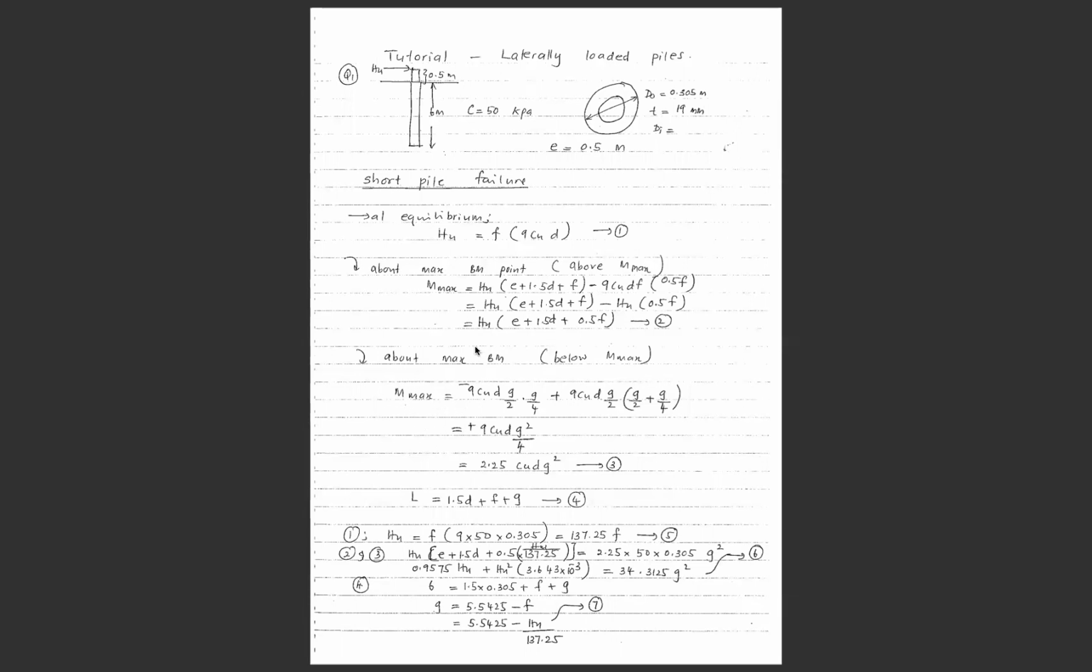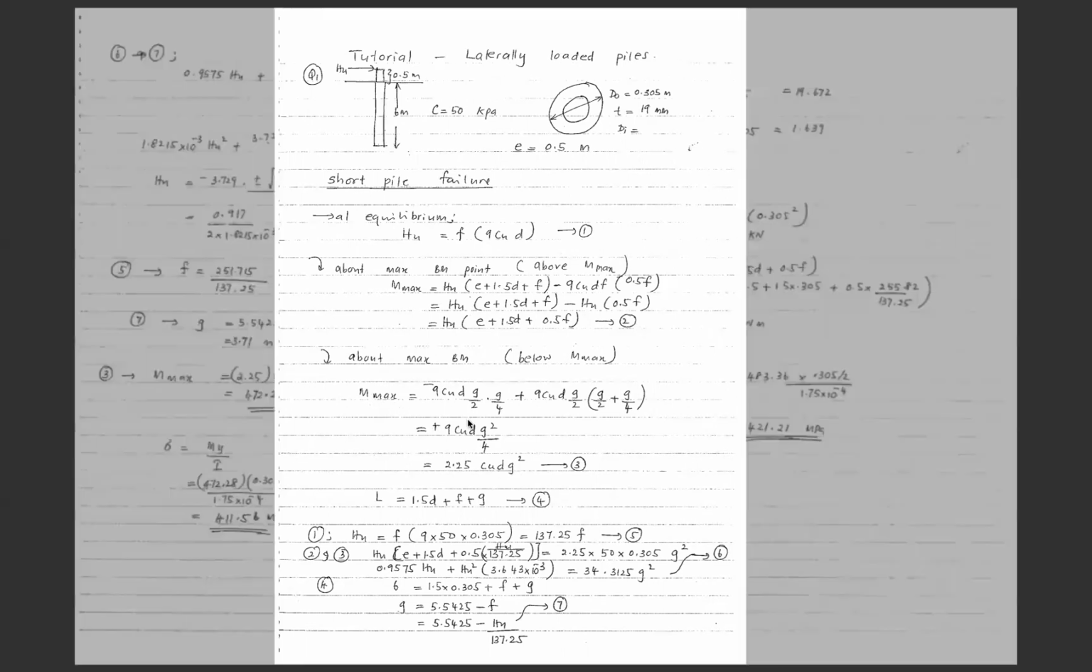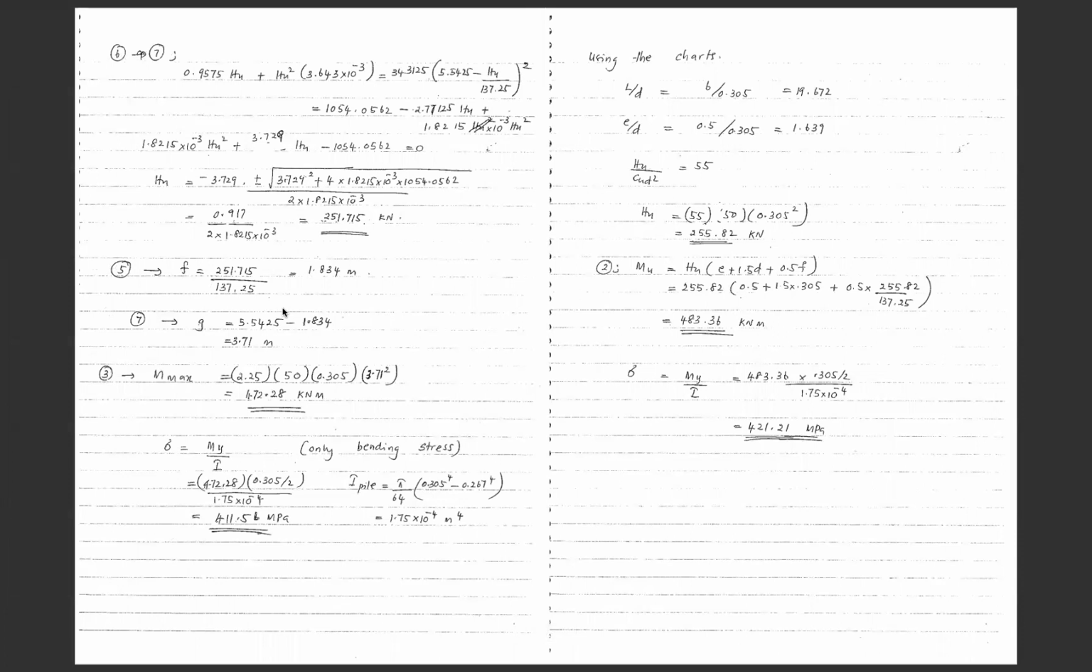Because for M maximum in the problem, you can use either of these equations. You already know the value of H ultimate, the value of E, the value of D, and the value of F. You can use these equations to find the value of M maximum, or use this equation, knowing the value of F, D, and E, and the value of G as well, D and C. So we use the latter equation, which is equation number 3 here, and we find the value of M maximum in the problem is equivalent to 2.25 multiplied by 50, the Cu value, multiplied by the diameter of the pile, which is 0.305, multiplied by G squared, and we got the value of M maximum as 472.28 kilonewton meter.